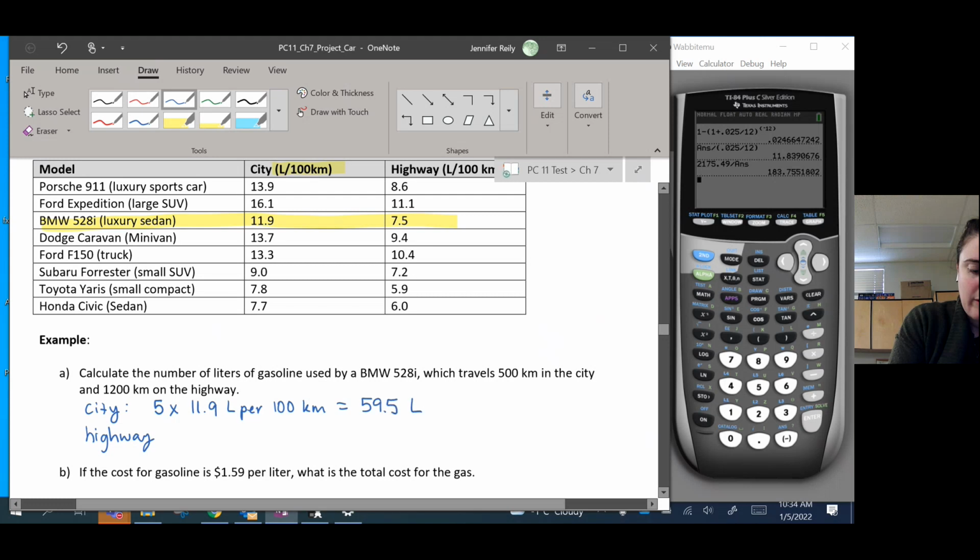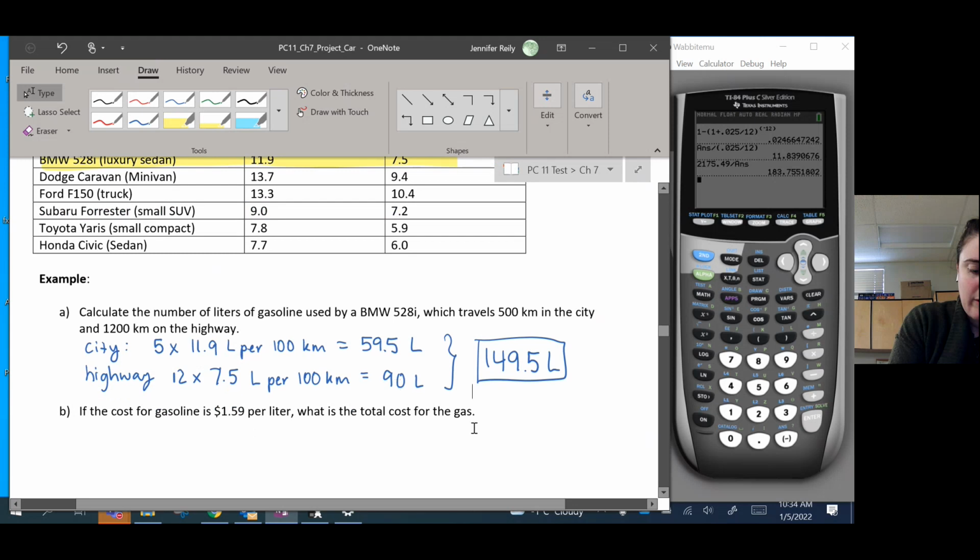On the highway, I'm going 1,200 kilometers. I'm going to multiply 12 times the highway amount, 7.5 liters per 100 kilometers. And I get 90. So in total, I'm going to use 59.5 plus 90, 149.5 liters of gas. Okay, so you could estimate how much a road trip would cost, for example, using something like this.